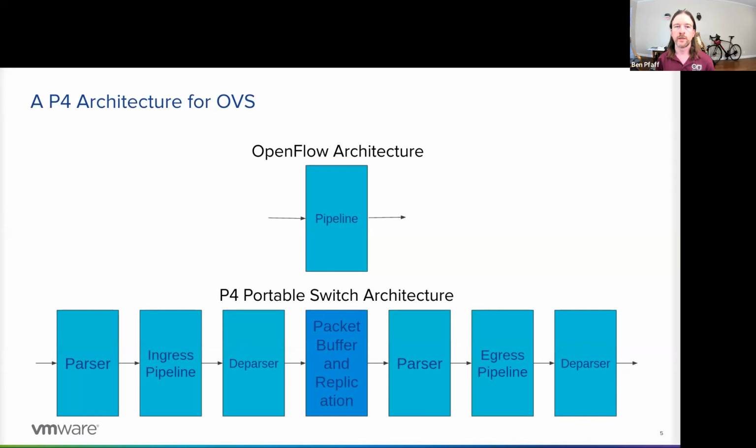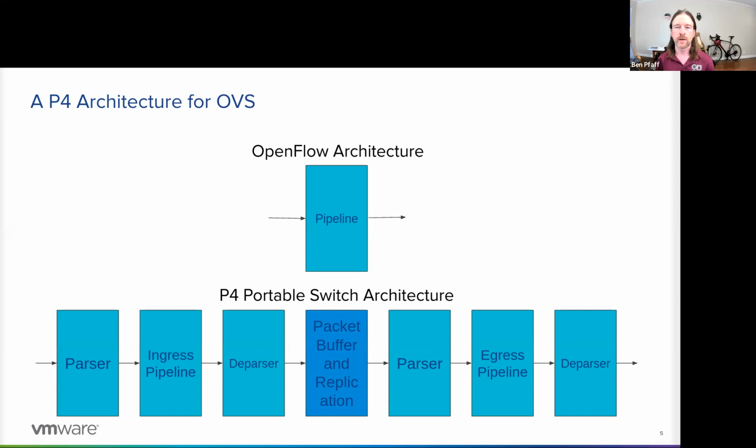P4, on the other hand, is really flexible, and you can design a P4 switch to have pretty much any reasonable architecture you want. The one that we thought about as a model for OfP4 is PSA, Portable Switch Architecture. This architecture has two pipelines, and each of those pipelines has a programmable parser and deparser, and they're separated by a buffering and replication engine.